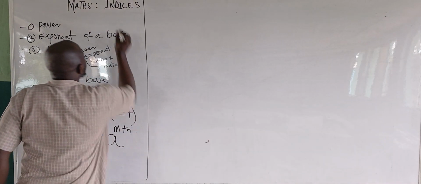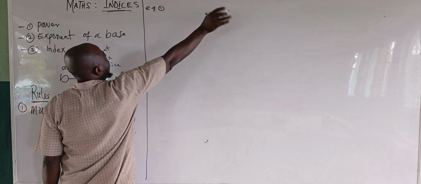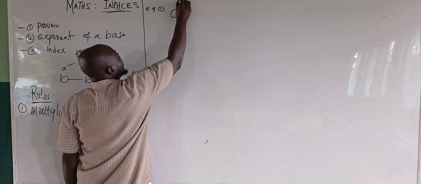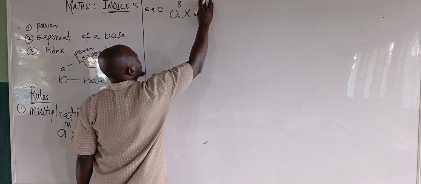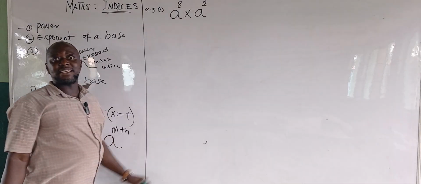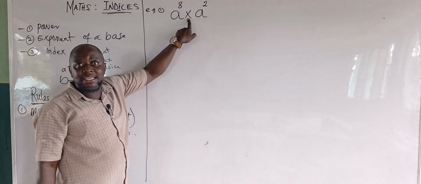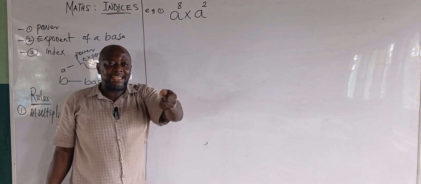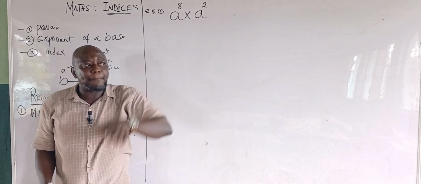Now, let's put this into one example. Example one here. If we have a raised to the power of 8, then times a raised to the power of 2 here. How do I resolve this? First thing is first, note that the base is the owner of this sign, and also the power has no sign now. So how do we give the power the sign?